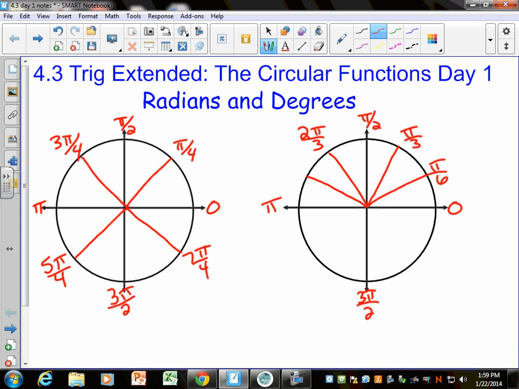So if this is 4 pi sixths, what's this? 5 pi sixths. And I think of that, and hopefully soon you'll start thinking about that, 5 pi sixths is just 1/6 away from 1 whole pi, and that would be 6 pi over 6. So hopefully you can start thinking about where they would be on the circle as opposed to always converting to degree measure.